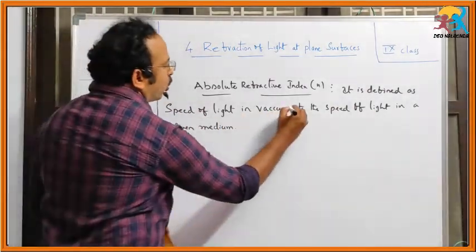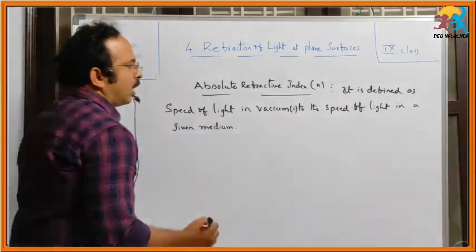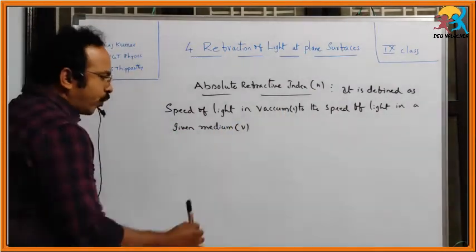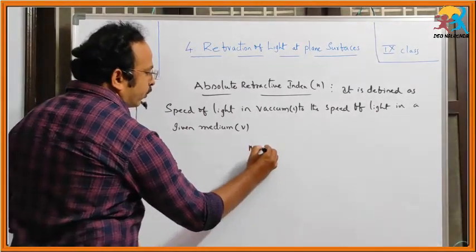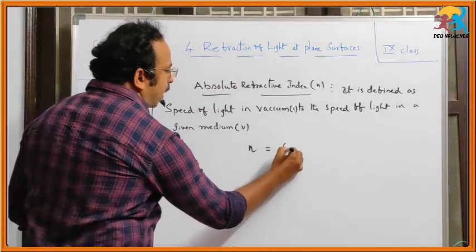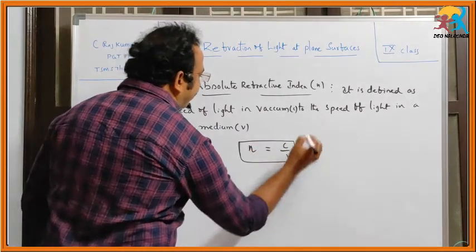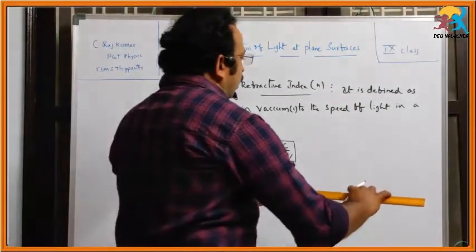The speed of light in vacuum is denoted by the letter c, and the speed of light in a given medium is denoted by the letter v. Therefore, absolute refractive index is defined as n equals c by v. A very, very important formula. How? We can say it like this.